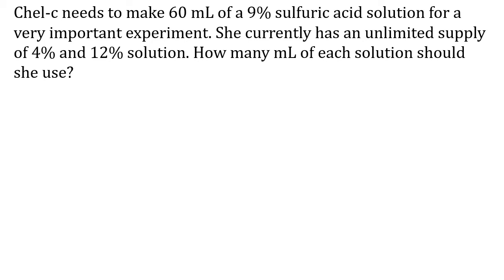So step 1 is to assign variables, and in this case we'll say that x is equal to the amount of a 4% solution that Chelsea has, and we'll say that y is equal to the amount of 12% solution that she has. Now together she needs to make a 9% solution. So what that tells me is I can write two equations.